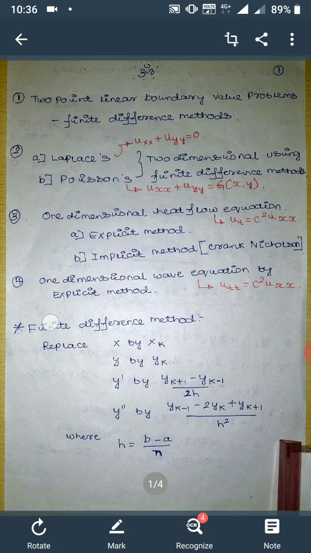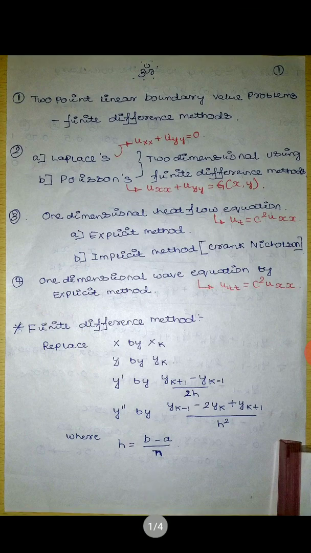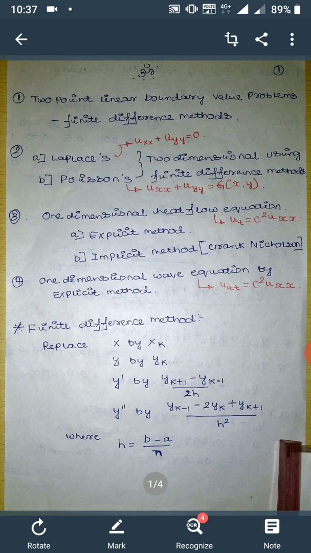Coming towards the third part, which is the 1-dimensional heat flow equation of the form ut is equal to c square u(x), where we have to solve that using 2 methods, that is explicit method and implicit method. In implicit method, in particular, we are supposed to use Crank-Nicolson method. And at the last, we have the 1-dimensional wave equation, which is of the form utt is equal to c square u(x), and which has to be solved using explicit method. So let's see one by one, where the first method is finite difference method.